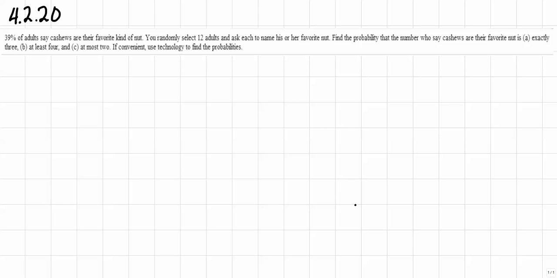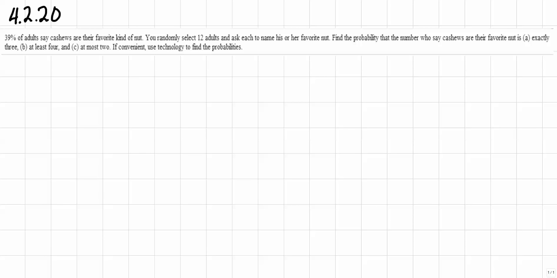39% of adults say cashews are their favorite kind of nut. You randomly select 12 adults and ask each to name his or her favorite nut. Find the probability that the number who say cashews are their favorite nut is A, exactly 3, B, at least 4, and C, at most 2. If convenient, use technology to find the probabilities.